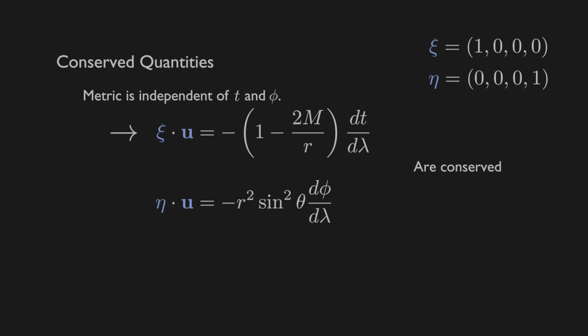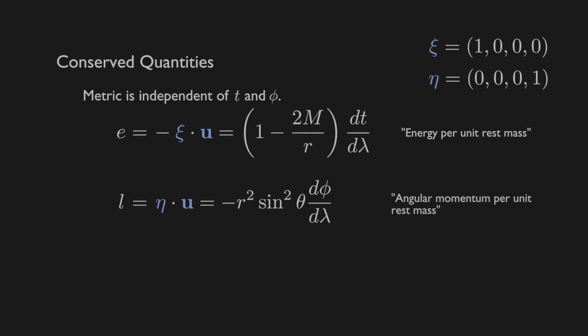These conserved quantities will be very important, so let's give them a name. Xi dot u is called -E by convention. This way, E corresponds to energy per unit rest mass in a flat spacetime. So, by a lack of better intuition, we'll call it energy per unit rest mass everywhere. Eta dot u is conventionally called L, such that L corresponds to angular momentum per unit rest mass in a flat spacetime. And again, we'll call it that everywhere.